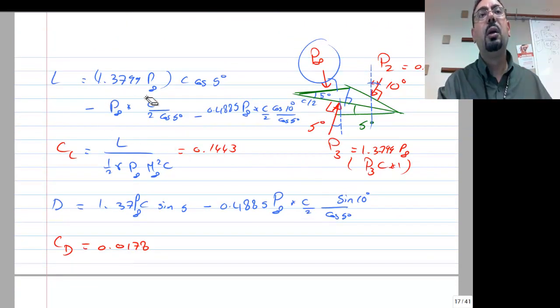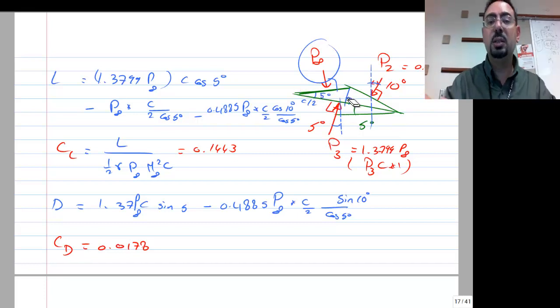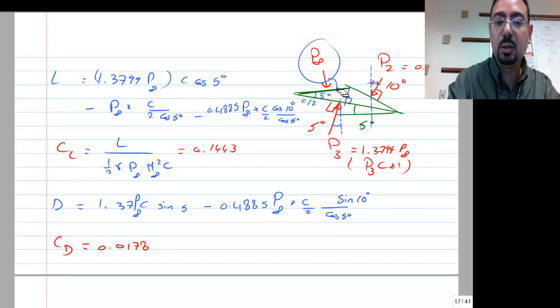So here is the cosine for the lift, plus, minus, minus, and here is the CL, and here is the drag, okay, plus, minus. So this is plus and this is minus, plus the B3 minus this guy, right? And of course this guy should be horizontal.